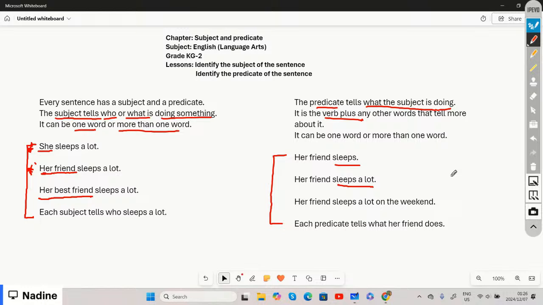So a friend sleeps on the weekend, and if we were to identify the predicate, then we can say sleeps a lot on the weekend, because the predicate tells us what the friend does. Friend sleeps, or sleeps a lot, or sleeps a lot on the weekend. That is what the friend is doing.